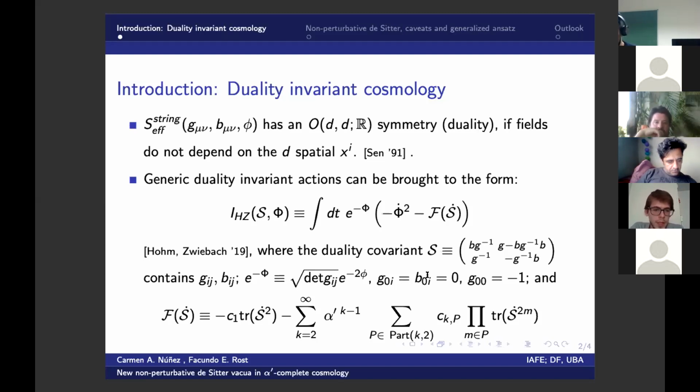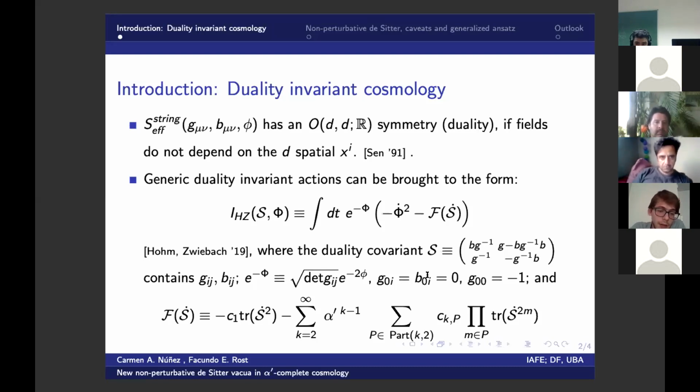As was shown in this seminal paper by Hohm and Zwiebach, any generic duality invariant action can be brought to this form, an action that depends on the duality covariant matrix S and this generalized duality invariant dilaton, which in turn are defined in terms of the metric, the B field, and the dilaton in this way. And the F function here that describes the Lagrangian is defined by this last expression.